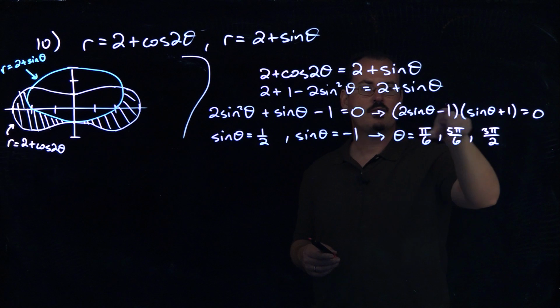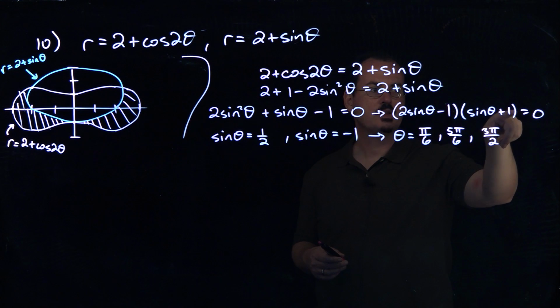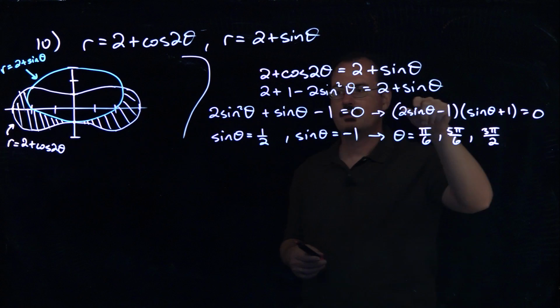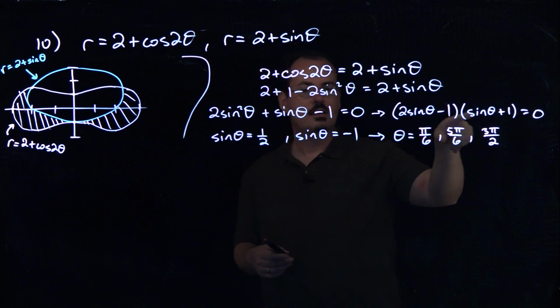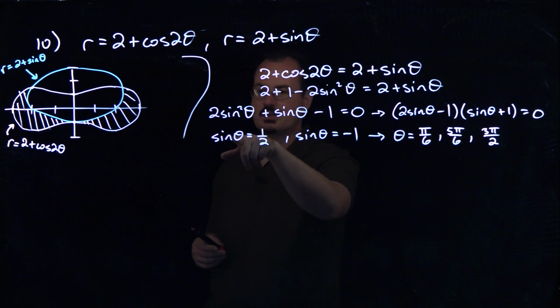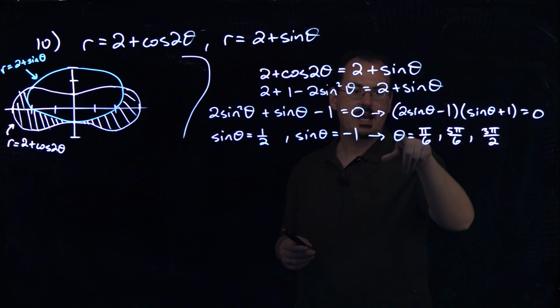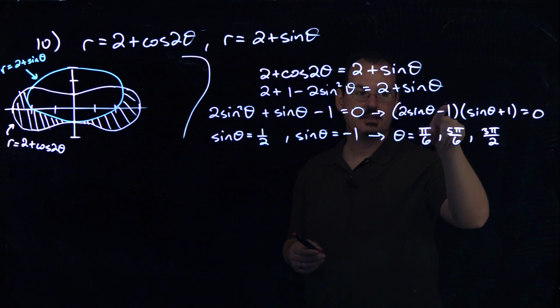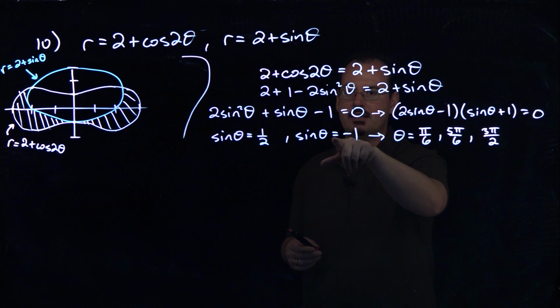Then we can factor that equation like this: 2 sine theta minus 1 times sine theta plus 1 equals 0. Solving the first one gives us sine theta equals 1/2. Solving the second one gives us sine theta equals -1. So where is the sine of theta equal to 1/2? That happens at pi over 6 and 5 pi over 6 on the unit circle. And then where does the sine of theta equal -1?